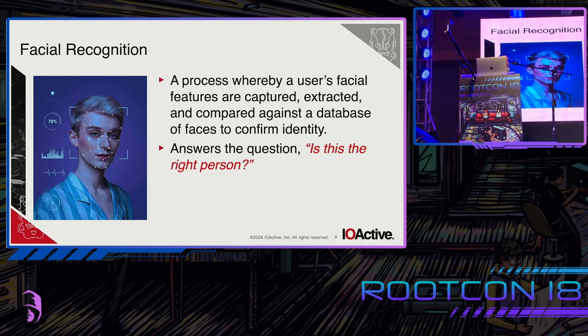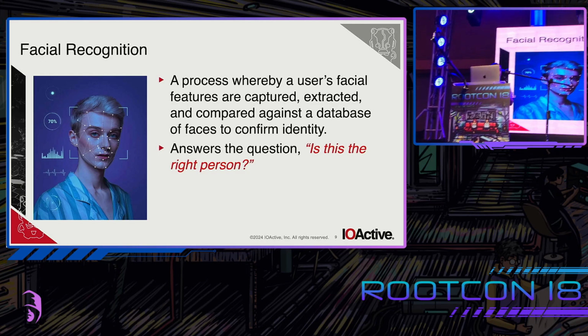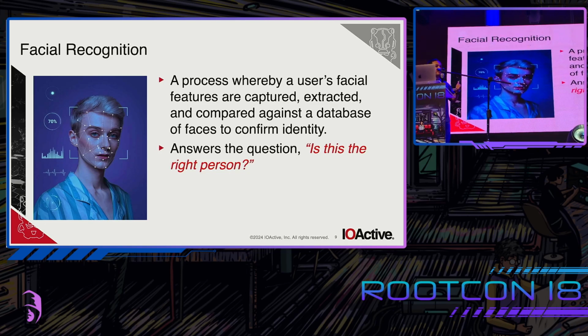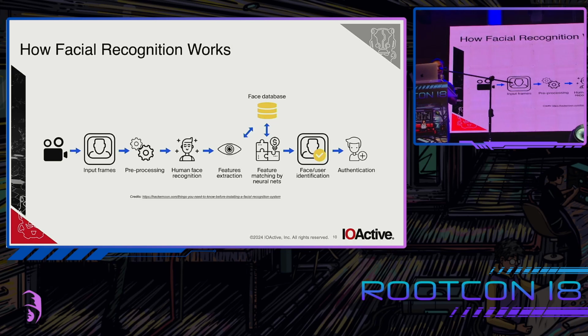So what is facial recognition? It is a process whereby the system captures the facial features of a user and compares it to their database. So facial recognition answers the question of whether this is the right person. In a nutshell, this is how facial recognition works. The user will present their face to the camera. Then the system will capture the facial features of the user and compare it to their database. So authentication happens depending on whether there's a match within their database or not.